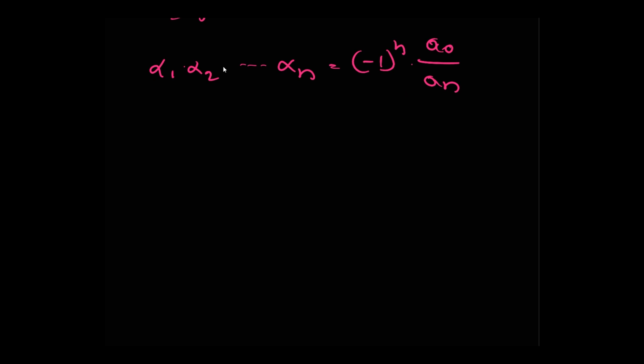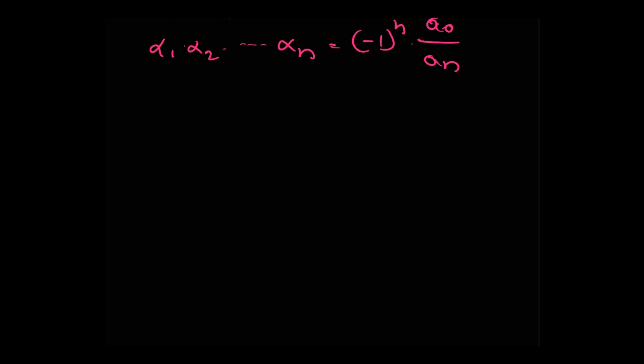Now let us do some problems regarding this. Let us take this question. The product of two of the four roots of the quartic equation x power 4 minus 18x cube plus kx square plus 200x minus 1984 equals 0 is minus 32. Determine the value of k.